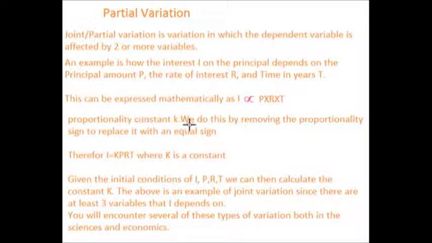Okay, so for us to solve this equation, we incorporate the proportionality constant. We do this by removing the proportionality sign and replacing it with an equal sign. Therefore, I will be equal to K times PRT, where K is a constant. Given the initial conditions of I, P, R, and T, we can then calculate the constant k. The above is an example of joint variation since there are at least 3 variables that I depends on. You will encounter several of these types of variation both in the sciences and in economics.